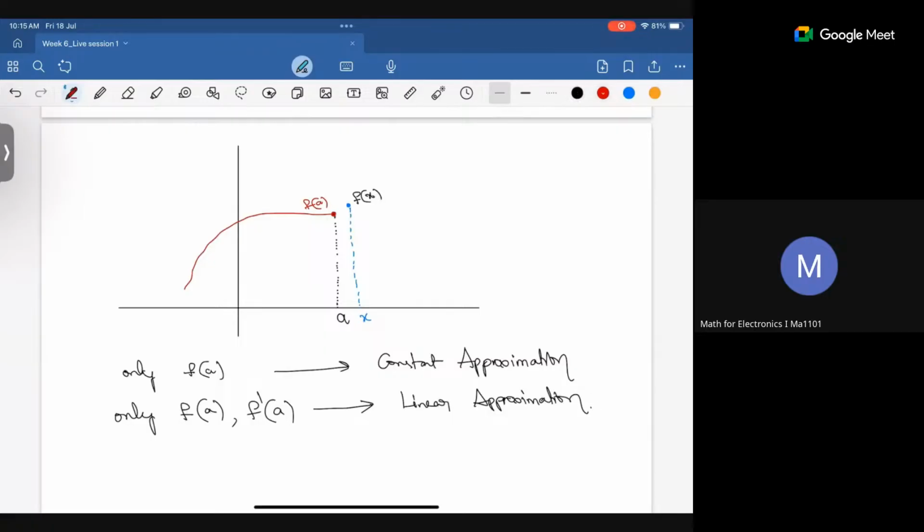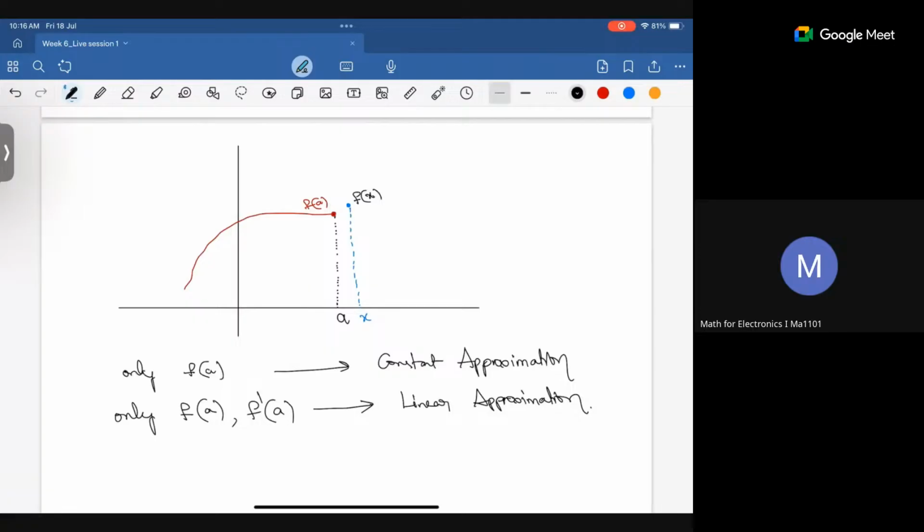So what does slope do? Slope actually says how the function is moving at that particular point. So if I know f prime of A also, I will move in that direction. Instead of going like this, if I know that my slope is moving in this direction along with f of A, I will move in that direction and I will be much closer to f of x than the previous constant function.